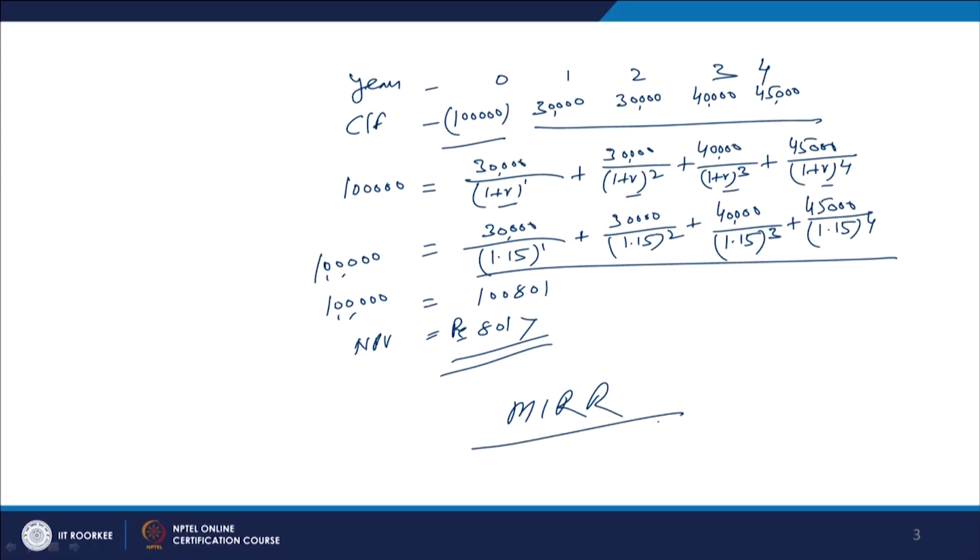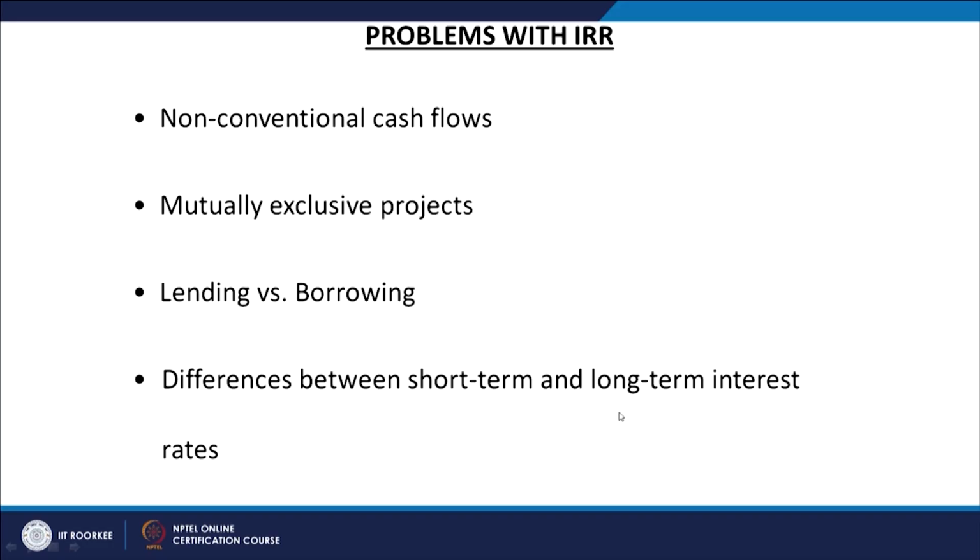With the help of MIRR, most of the limitations can be tackled, the non-conventional cash flows problem can be tackled there, mutually exclusive projects can also be taken care of, because the results of MIRR and of NPV are comparable, they are almost the same. There the problem of lending and borrowing also does not come into the picture, and since we get only one interest rate, one discount rate, the short term and long term interest rates problem is also resolved.